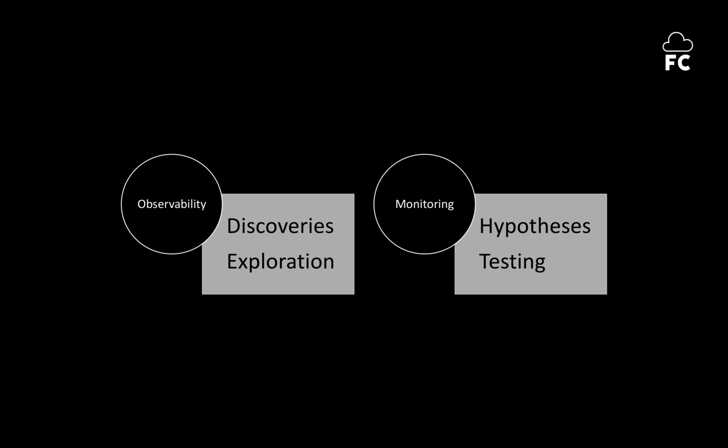So observability is more towards the discoveries and the exploration that we do from the system that we are in, and monitoring is more towards the hypothesis, the testing, and the facts that we know the application has.